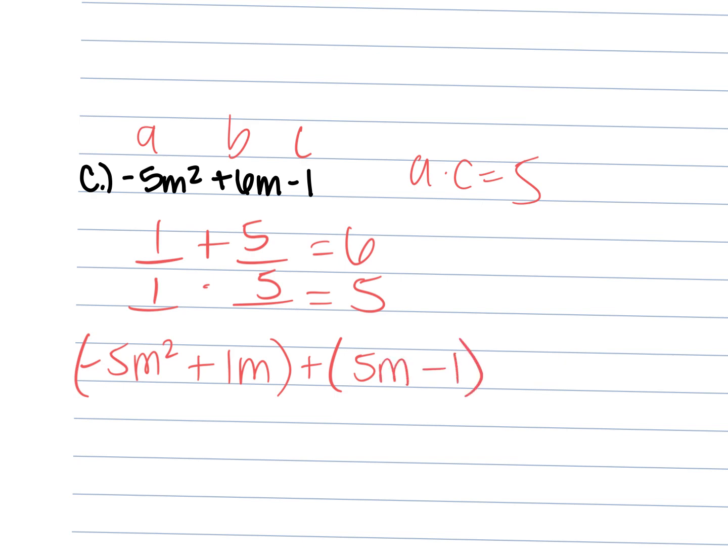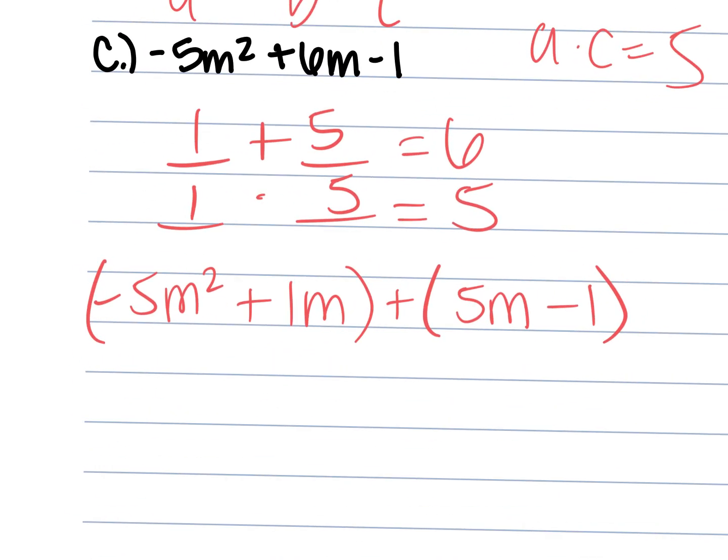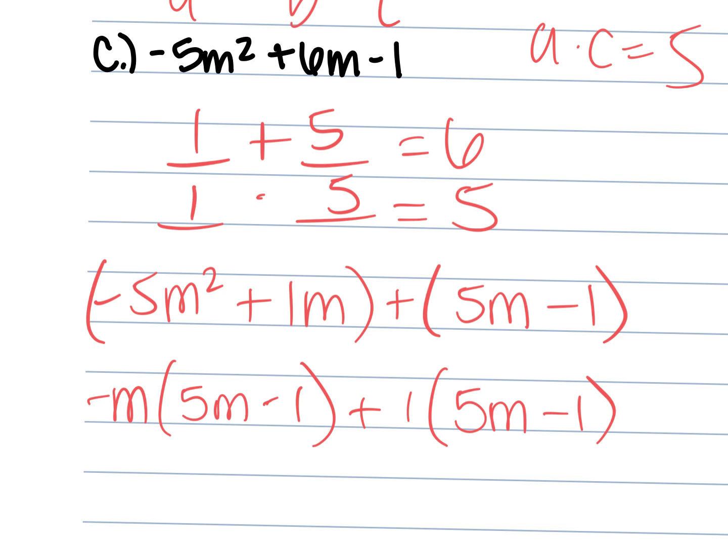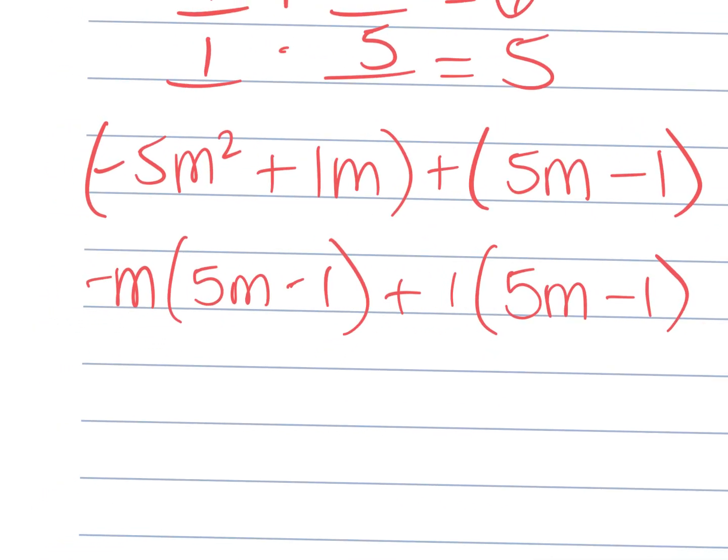Yep. Then I factored out, I took out a negative m from 5m squared, so it's negative m, parentheses 5m minus 1, plus 1 outside the parentheses, then parentheses 5m minus 1. So they match. And then I just put them in the parentheses, which is, I got 5m minus 1 and the other is negative m plus 1.